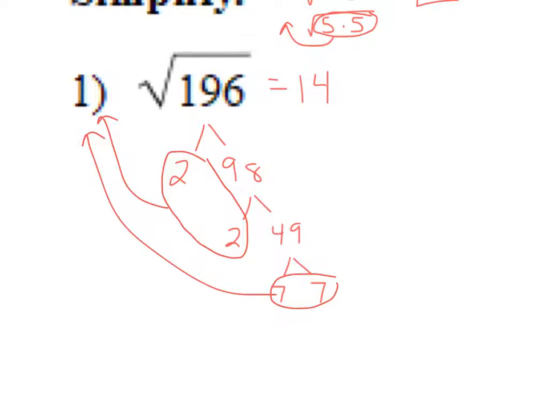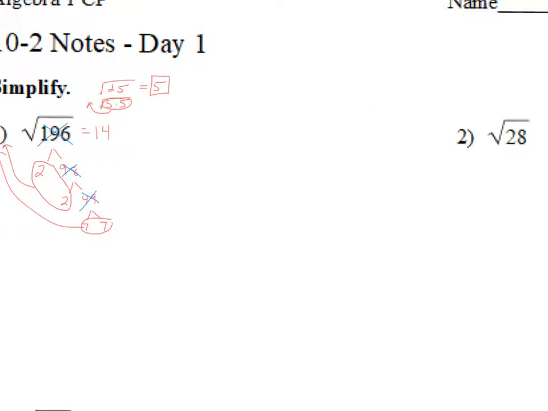Now, once you've broken something down, you can no longer use it. So the 196, the 98, and the 49, once you've broken them down, you can't use those numbers anymore. All you're going to be using are your end numbers, and again, they should be prime numbers. So now when I take 2 times 7, look what I get. I get 14.